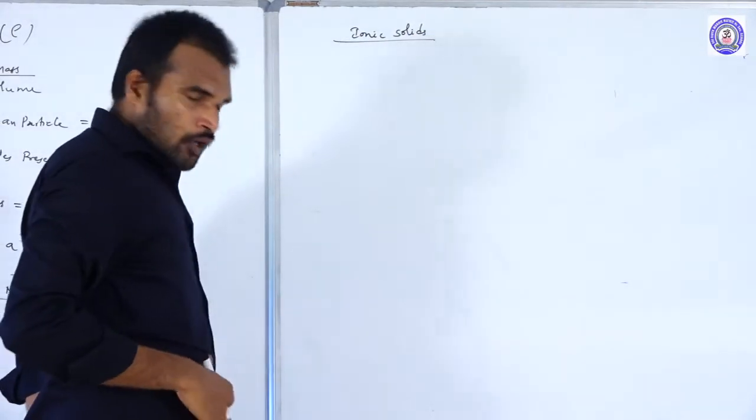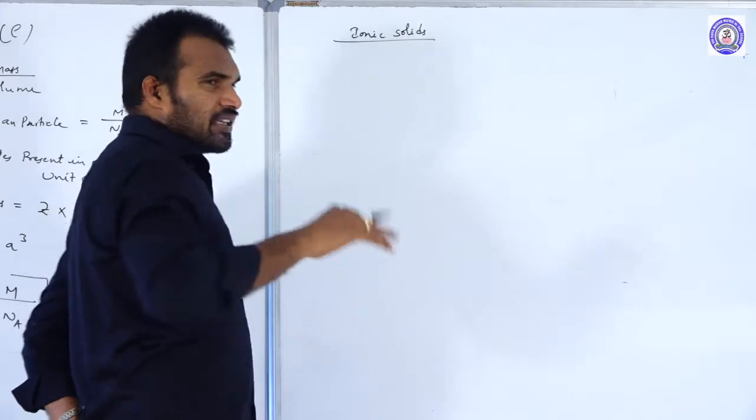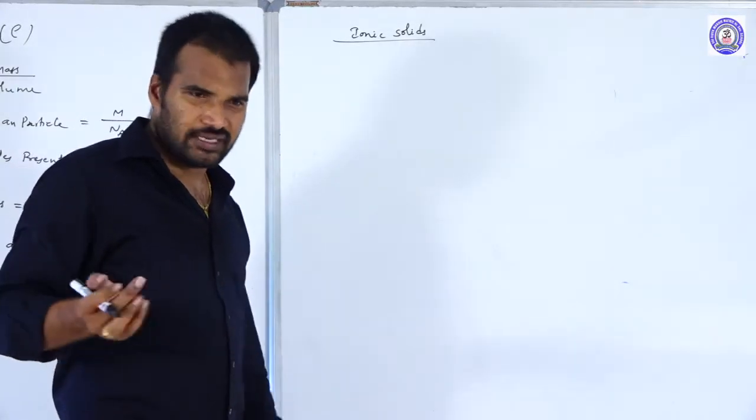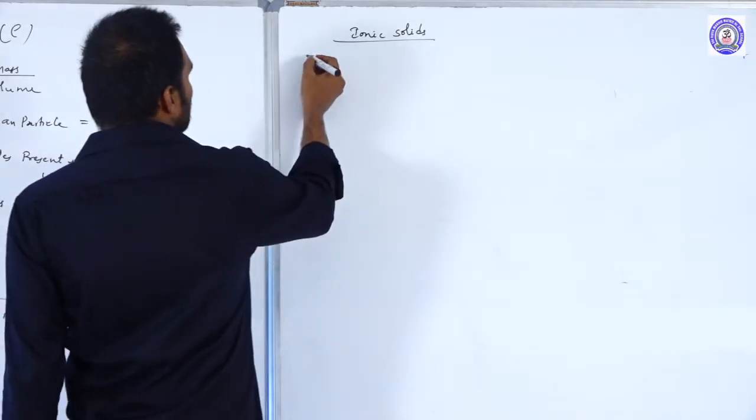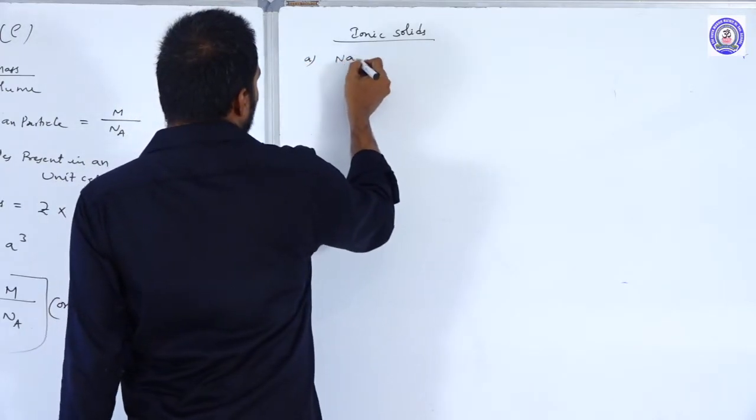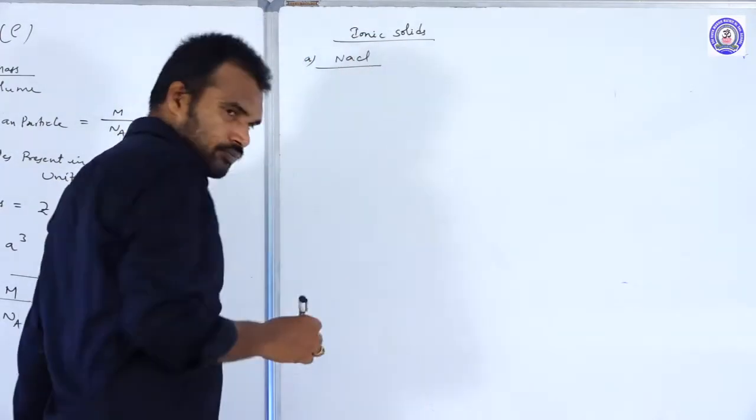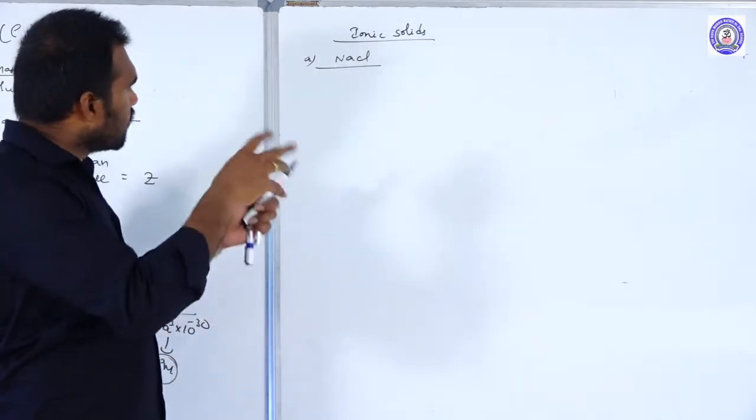Ionic solids. We are dividing the ionic solids into two categories, AB type and AB2 type. In that we are going to discuss a few types of salts. One is the NaCl type of salt. Crystal lattices in ionic solids.